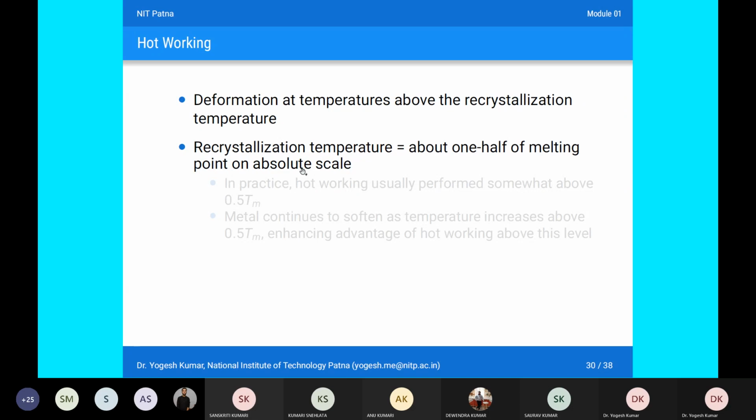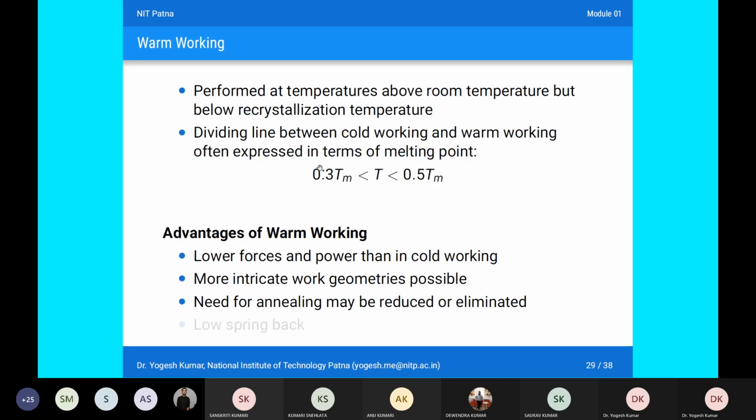That's why we have taken the temperature range such that the processes which are carried out below half of the melting temperature, but obviously above 0.3 times the melting point, are termed warm working. So that is the temperature range which is chosen as the warm working range.